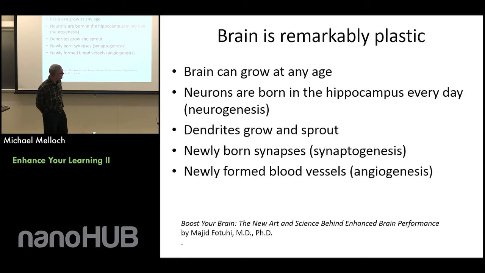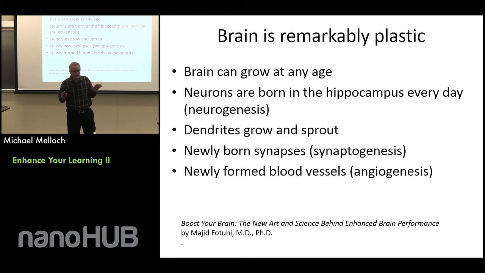Turns out the brain is remarkably plastic. It's now known it can grow at any age. Neurons are born in the hippocampus every day. The dendrites are growing and sprouting. You're forming connections. You're forming new blood vessels. As you're listening to me, things are changing in your brain. In fact, MRI studies can tell a difference in just 2 hours when someone spends 2 hours really concentrating on something.